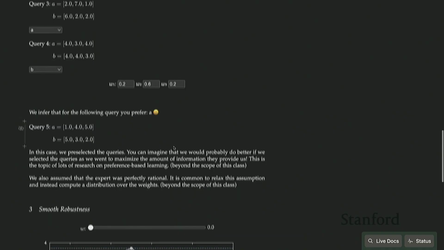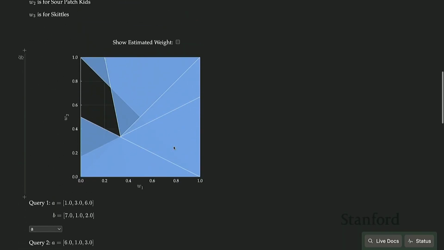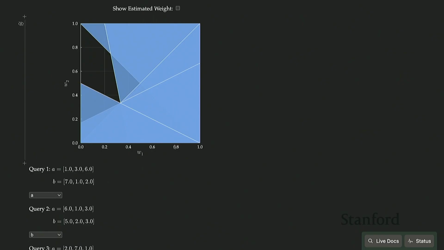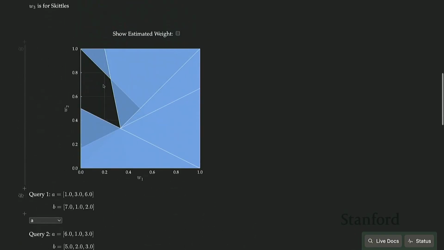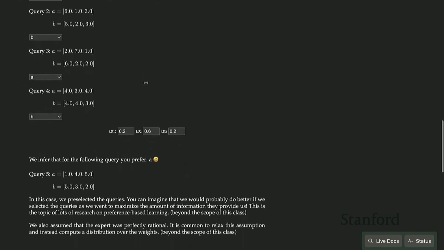Okay, just a couple things to wrap up. In this case, we pre-selected all the queries we were going to ask. You could imagine we could do a lot better if we picked the queries as we went along. So we look at her answer to the first one and say, okay, now we have all this space left, let me try to pick a better query to further divide this space. Another thing that didn't happen here is that we were assuming the expert was perfectly rational, so she's always going to pick the one she prefers. But as these queries get more complicated, that's not always so easy for humans to do. And so a lot of times we instead maintain a probability distribution over these weights and allow people to be wrong every once in a while. So those are 2 follow-ons you can look into.